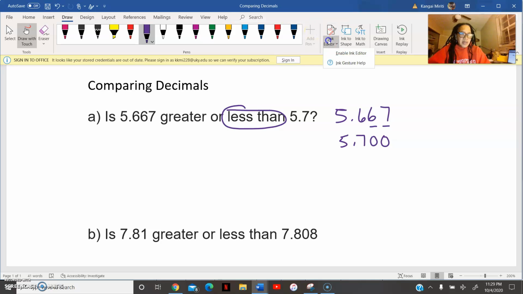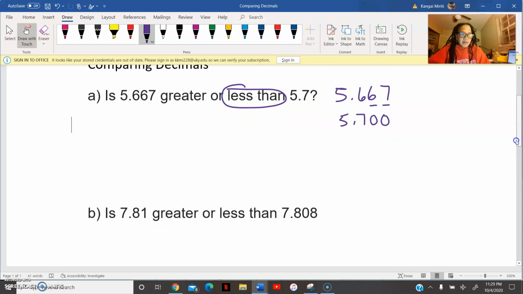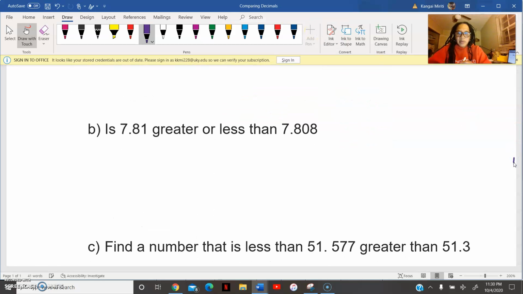All right, let's slide our video down. So what about this one? We can do the same thing. If we write them down and line them up with each other and make them the same length, this is 3 digits to the left, so let's just add a 0 at the end to even them up.